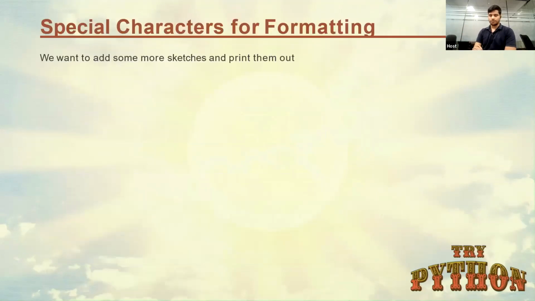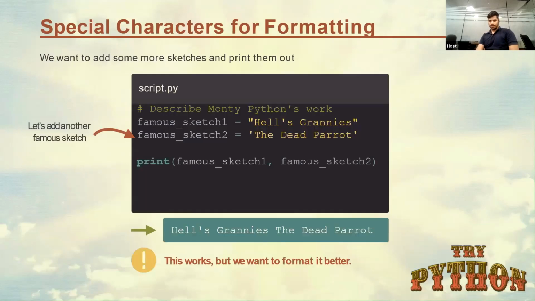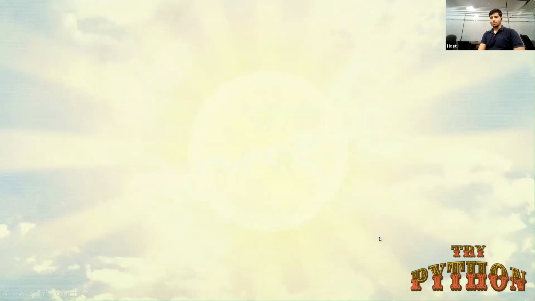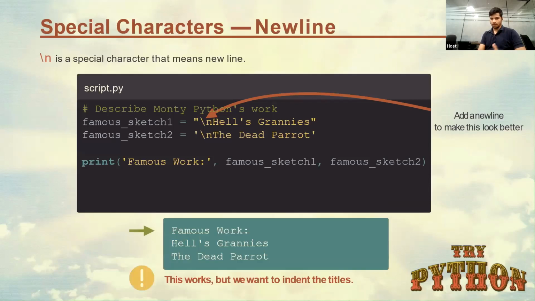Now, special characters. What is a special character? Let's say I've made two variables. One is health granny, one is the death parrot. Their variable names are famous sketch1 and famous sketch2, and I'm just printing them. If I print it, I'm getting this output, health granny, space, the death parrot. Now, what if I want it on a new line? I want it like this: famous granny, and on the next line health granny, famous work, on the next line health granny, on the next line death parrot. So this is where I'll use the special character.